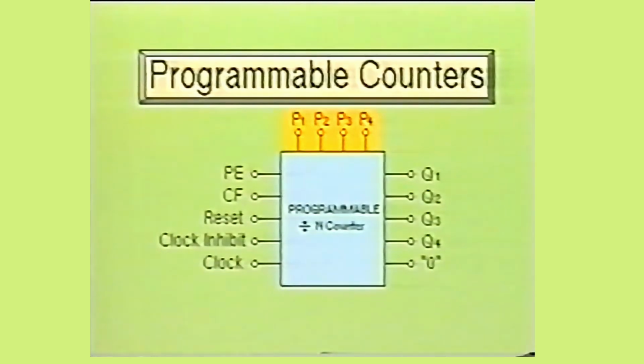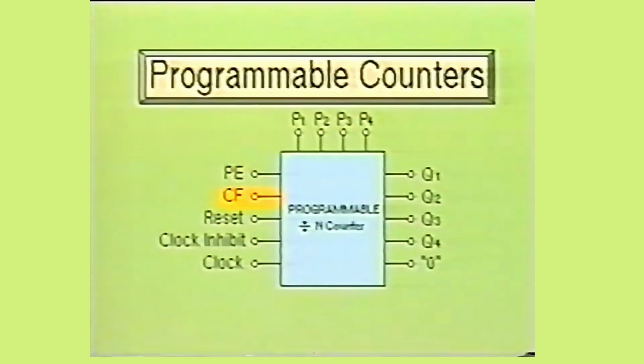Notice the inputs labeled P1, P2, P3, and P4. These are the counter inputs which can be programmed to allow the user to determine the desired division of the input clock frequency. Also notice the input labeled PE. This is the programmable enable input. This allows the counter to divide by the pre-selected value at the inputs of P1 through P4.